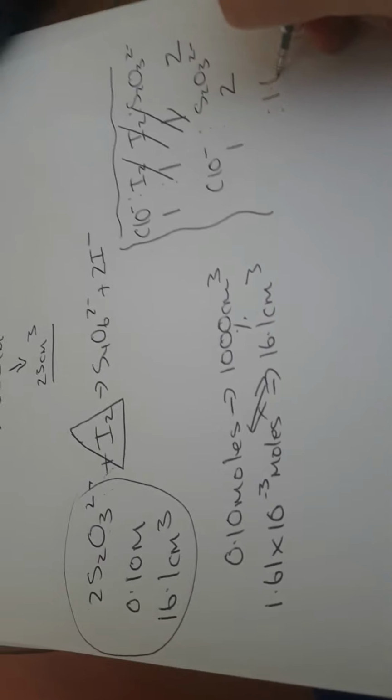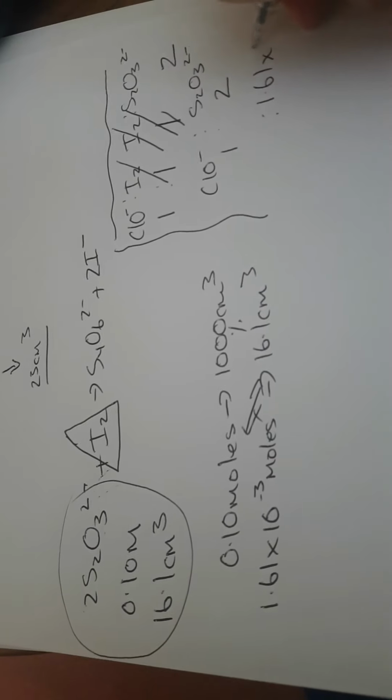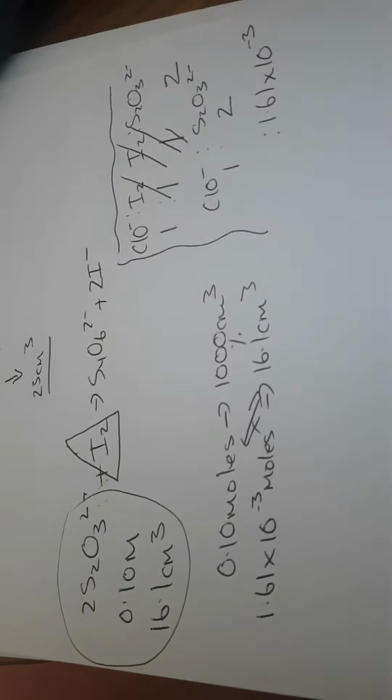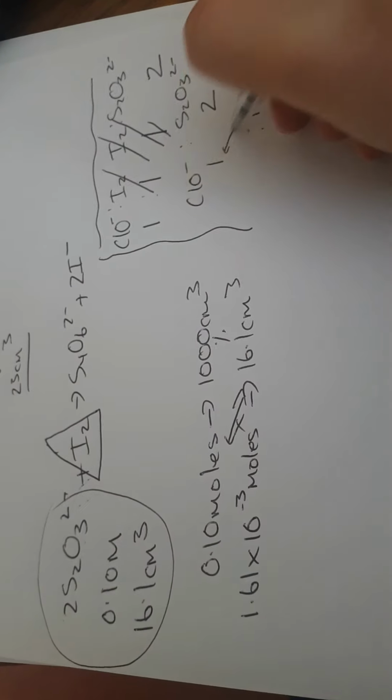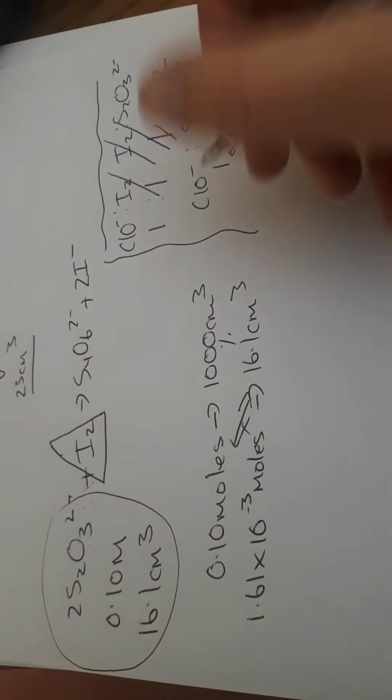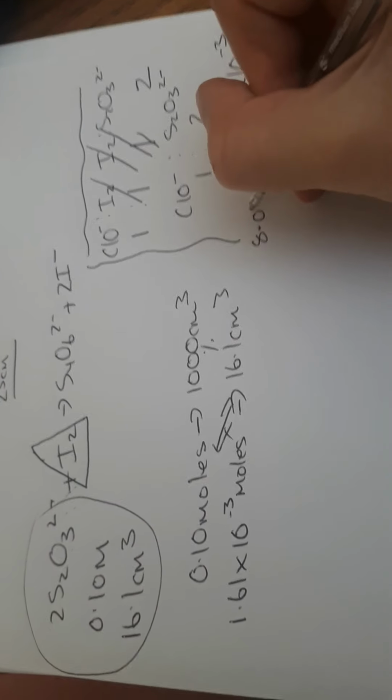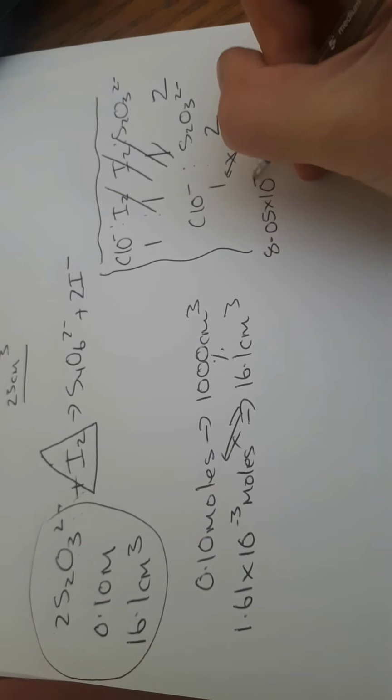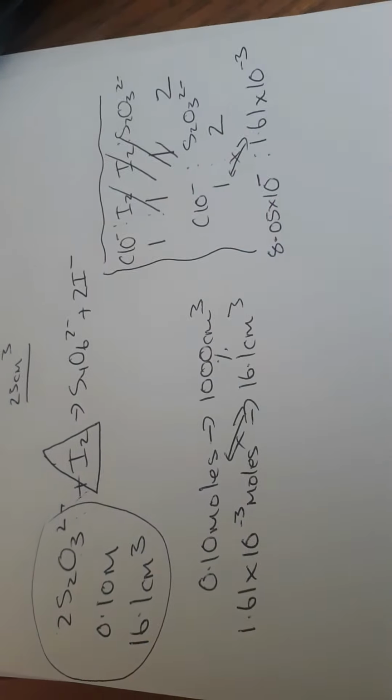So if I look here then, I don't have 2 moles of sodium thiosulfate. I have 1.61 by 10 to the -3. So I multiply that by 1 and I divide by 2, and that gives me 8.05 by 10 to the minus, and it is 1, 2, 3, 4 moles.